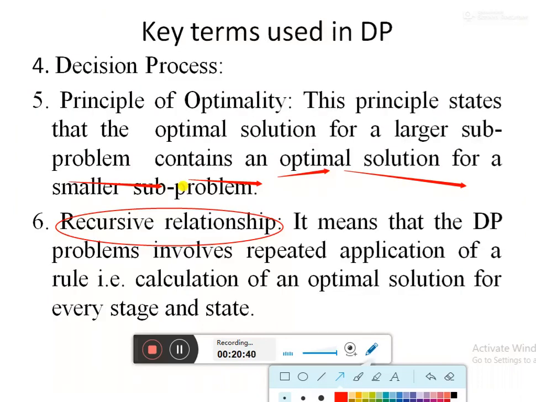So these are some basic key terms or concepts that we should keep in mind while dealing with problems in dynamic programming.